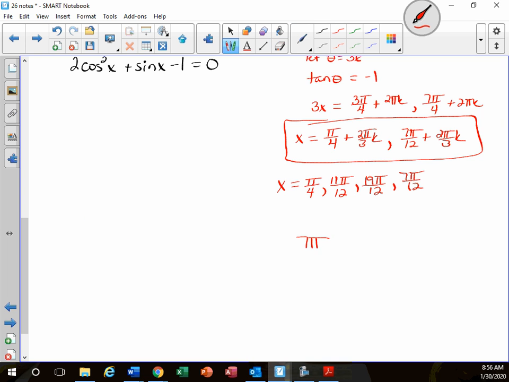7 pi over 12. What am I adding to that? 2 pi over 3, which if I want a common denominator, what's it really going to be? 8 pi over 12. So what do I get? 15 pi over 12. You could reduce that. You don't have to. Add again. What do I get? 23 pi over 12. So again, weird answers, right? But totally fine.